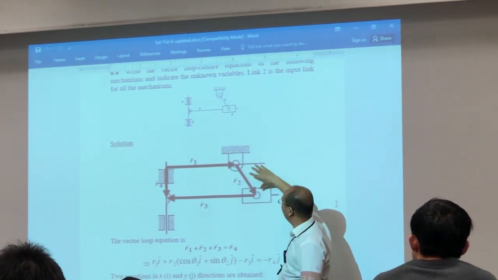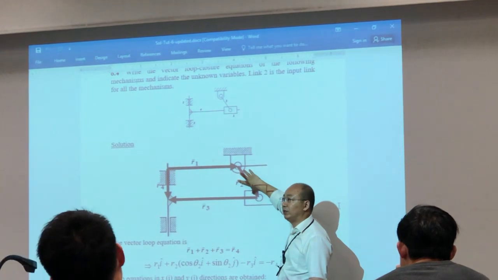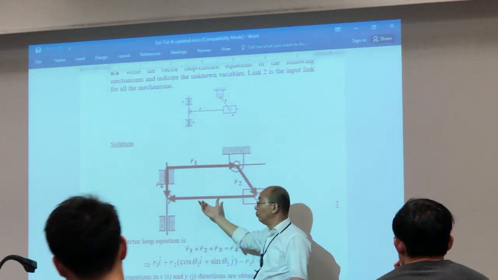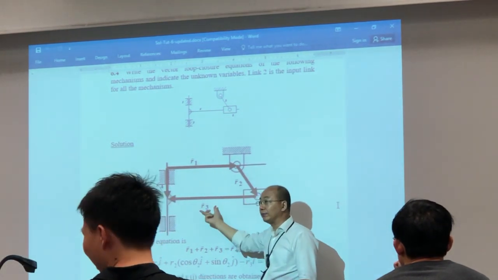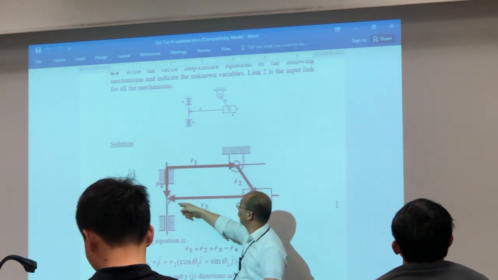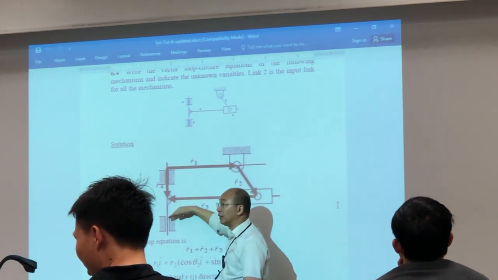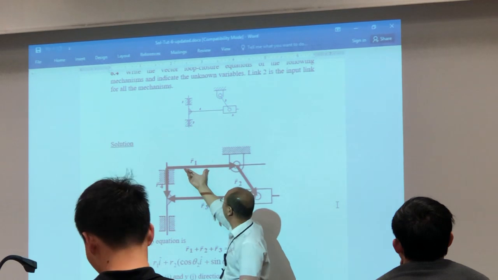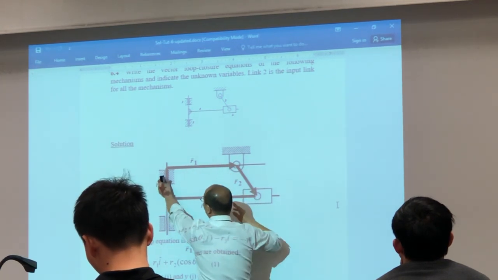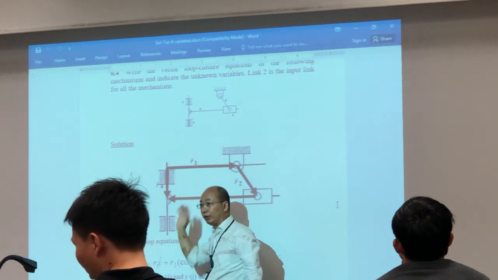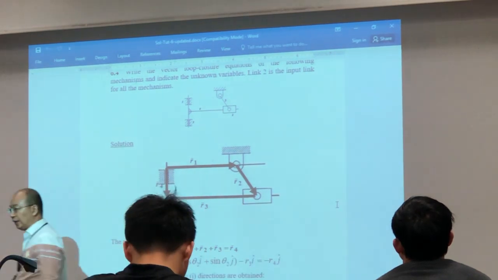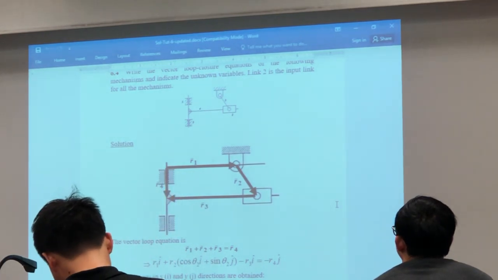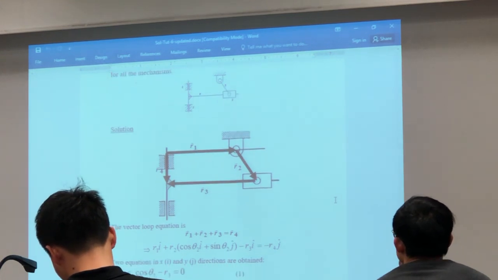If theta 2 is given, how about R2? Does R2 change or not? Never changes, right? The length of link 2 never changes. How about R3? When the slider is sliding, R3 keeps changing, so R3 is an unknown. How about R4? This one goes up and down, so R4 is also changing. So R3 is an unknown, R4 is an unknown. How about R1? R1 is constant. This one is always here, this one is always here, and this distance never changes. So for this mechanism, you have two unknowns: R3 and R4.